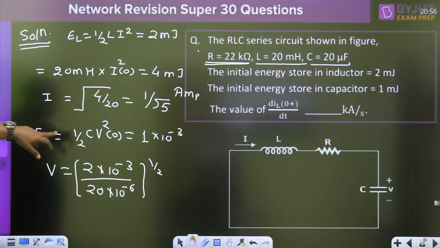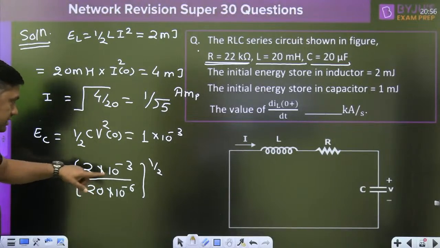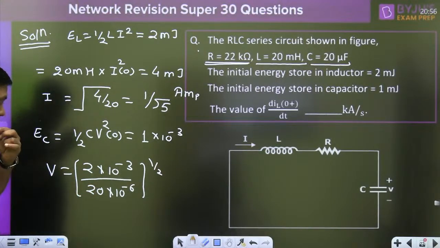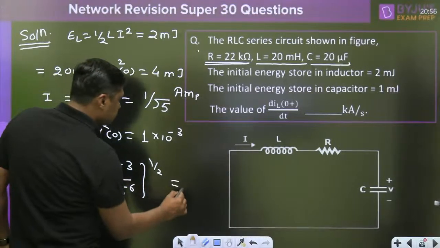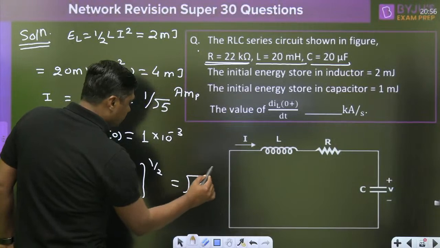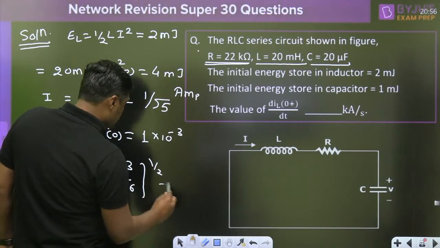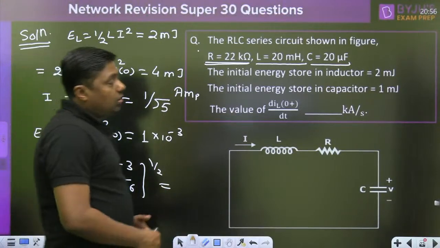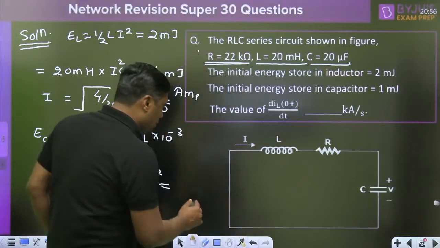तो देखिए, half of CV square, that is given as 1 millijoule, initial energy stored in the capacitor. You can find the initial voltage across this, right? अब आपके पास है, I think root 100. That is 10. Please give me the value. Once you get it, that is 10 volt. Okay, no problem.